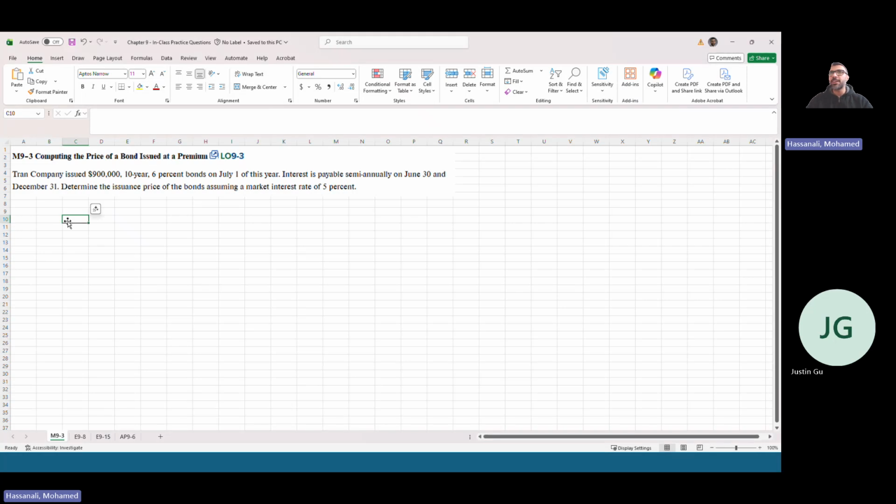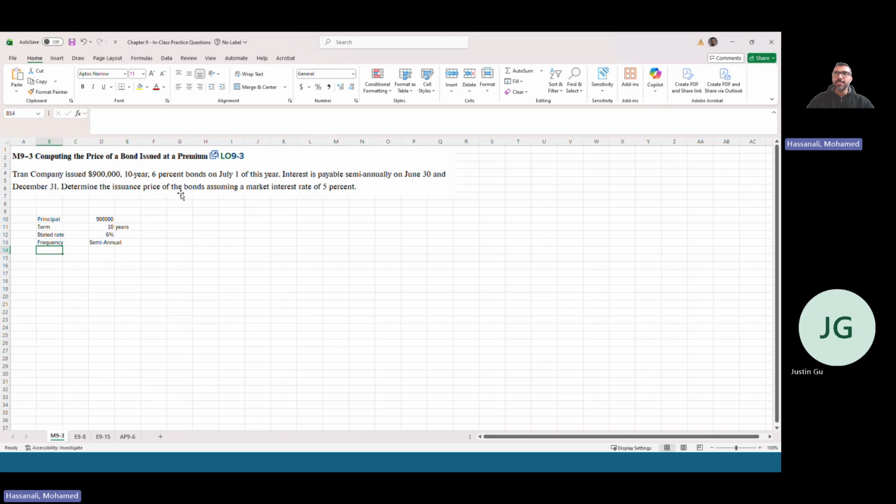9-3. Okay. So we're going to go through this. A company issued 900,000. So the principal is 900,000. Then the term is 10 years and 6%, so the stated rate is 6%. On July 1st of this year, interest is payable semi-annually. So for frequency, I will write semi-annual, and then on June 30th and December 31st.